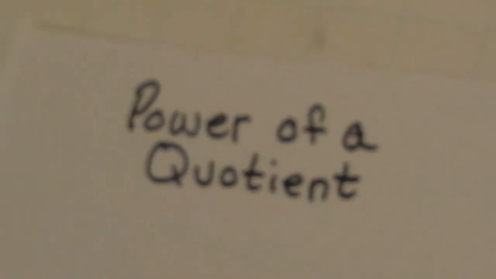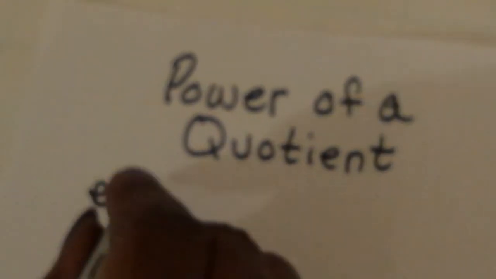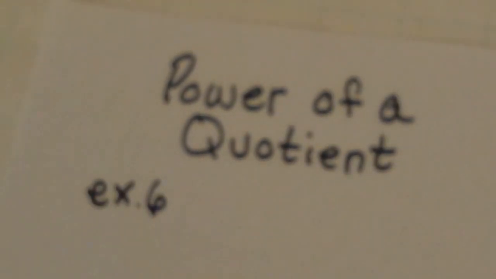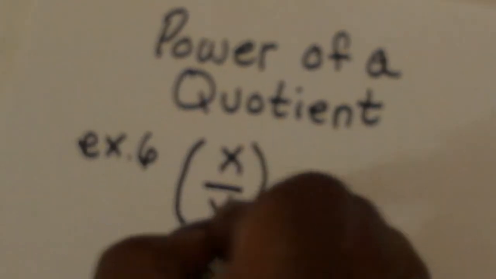Now, again, because it's quotient, we're going to be dealing with a fraction. This is example 6. Now your problem will look like this. It'll be a fraction, and again, we notice that it's going to be in parentheses. So I have x divided by y, all raised to the fourth power.